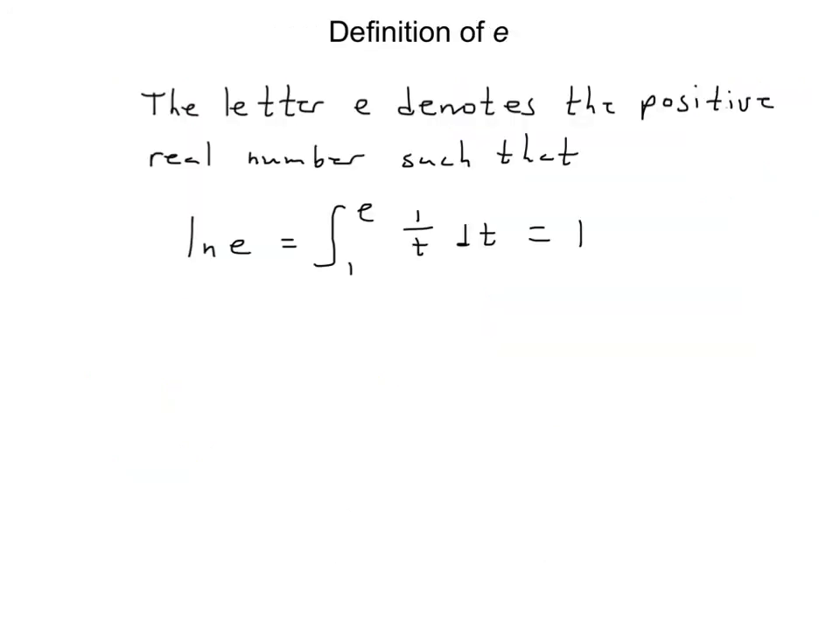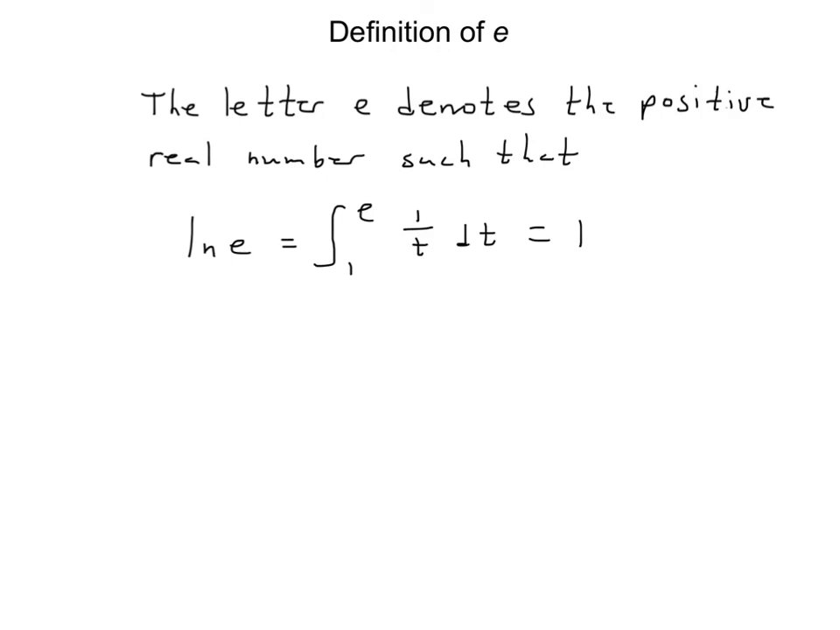Lastly, let's just look at the definition for e, which again is Euler's number. We know that the letter e is the positive real number such that the natural log of e is going to equal the integral from 1 to e of 1 over t dt, and that comes out to equal 1. So it's the value that will make the natural log equal to 1. And so that's where this number was developed from.